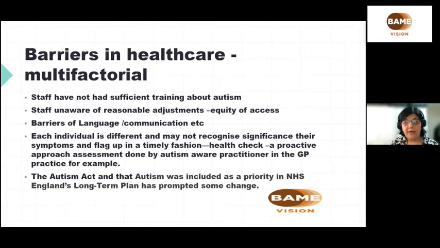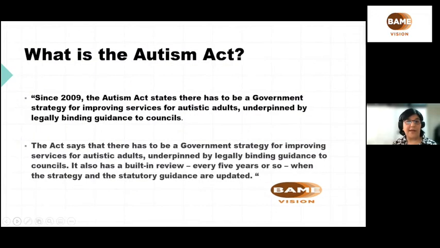And I think what we have to do really is think about where change can happen and how change can happen. But also, okay, there's an act, and does that actually mean anything's happened? So the Autism Act was in 2009, and it states that there has to be a government strategy for improving services for autistic adults, underpinned by legally binding guidance to councils. So really it's a case of everybody working together and making sure that there's a difference, okay? And I believe it has a built-in review every 5 years.